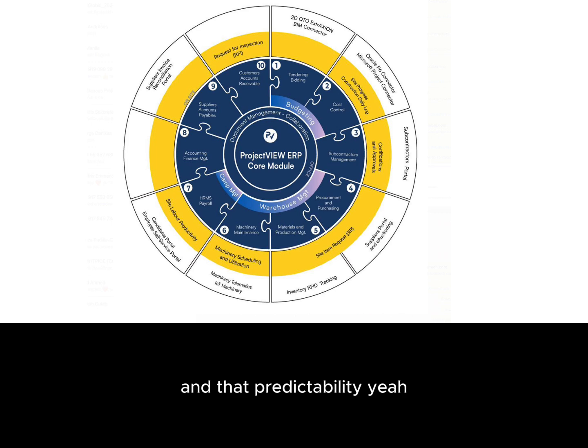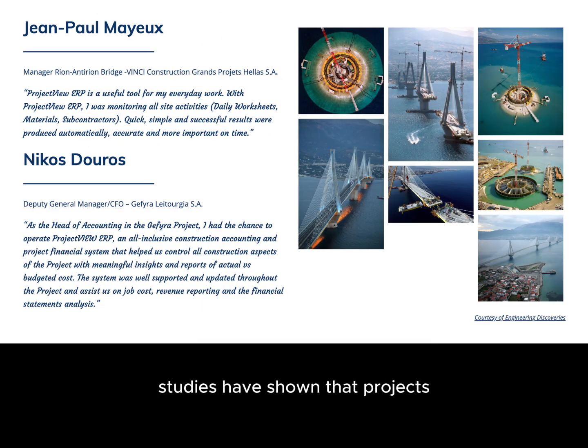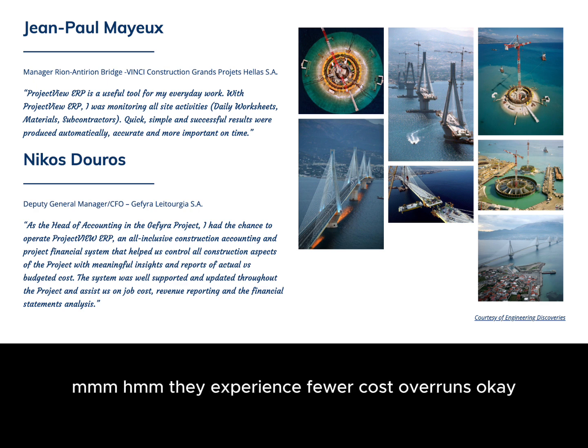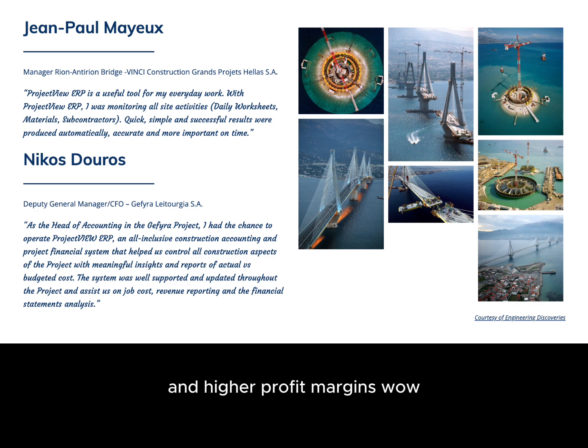And that predictability leads to better decision making, because you're not just reacting. You're anticipating problems and then making proactive choices to keep things moving in the right direction. And that can make a huge difference to the bottom line. Studies have shown that projects that use ERP systems like ProjectView experience fewer cost overruns and higher profit margins. Wow. So there's real data to back this up.